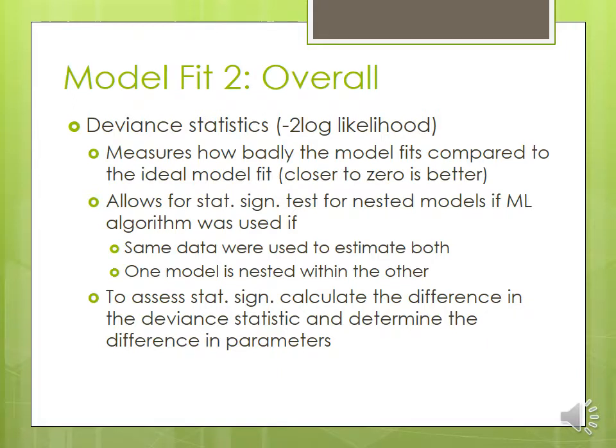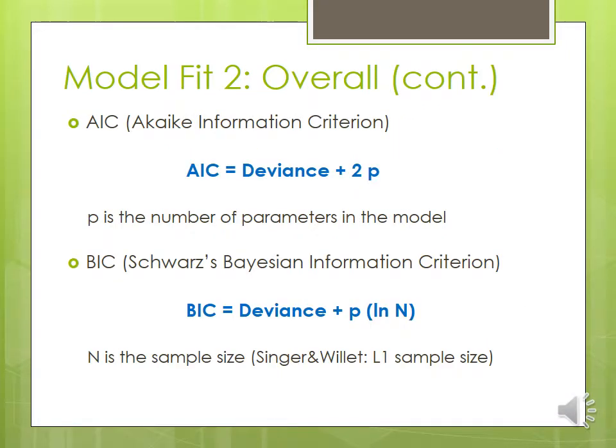On this slide, we're going to skip over this right now because I will get back to it last. Beyond the deviance, there are two generally used criteria for overall model fit, and one is the AIC and one is the BIC.